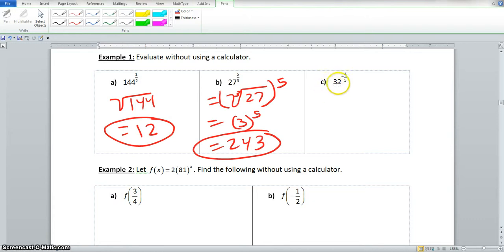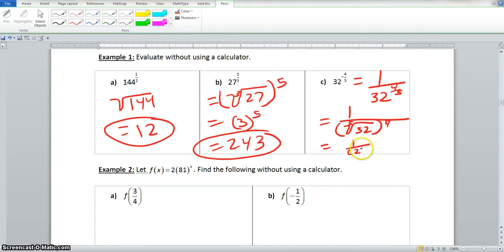Now we add 32 to the negative 4/5 power. So this is what we could do. We could get rid of this negative sign by rewriting this as 1 over 32 to the 4/5 power. So then we will have 1 over the 5th root of 32, taken to the 4th power. So we'll have 1 over 2 to the 4th power. So this will give us 1 over 16.